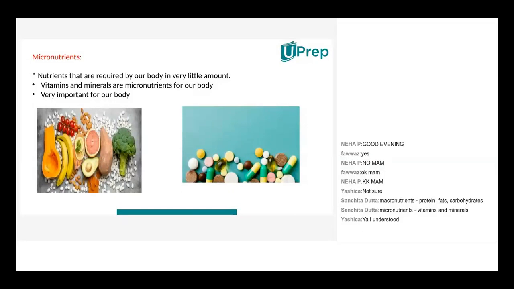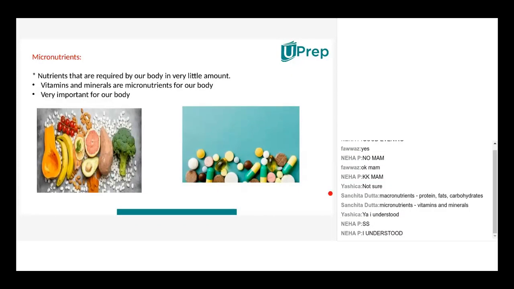So that's the difference between macronutrients and micronutrients. Now today we will be studying only micronutrients. As Neha said, nutrients which are required in very little amount are called micronutrients. Vitamins and minerals are micronutrients in our body, and they are extremely important to our body as well.